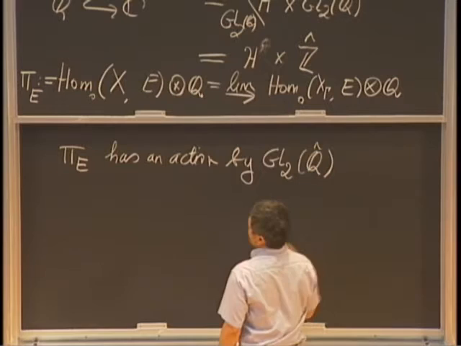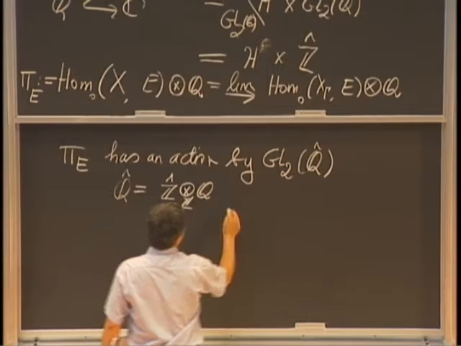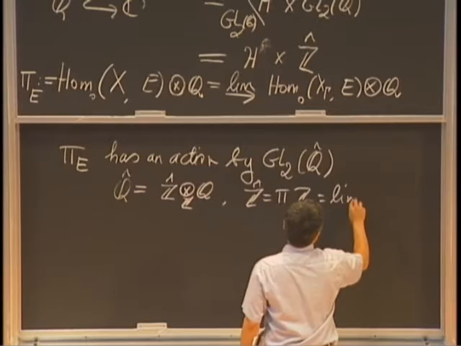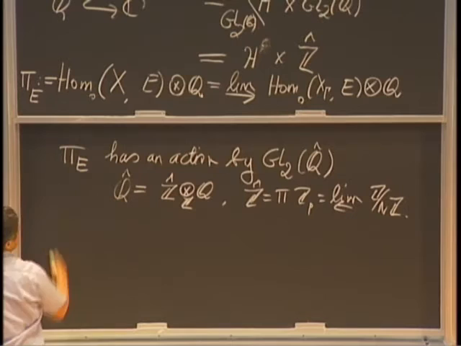I didn't define Q hat. Q hat is the completion Z hat tensor Z over Q. The Z hat is a product of Z_p, the limit of Z mod n Z. So you can consider pi_E as a representation of GL2 of Q hat. In fact, this representation is irreducible.